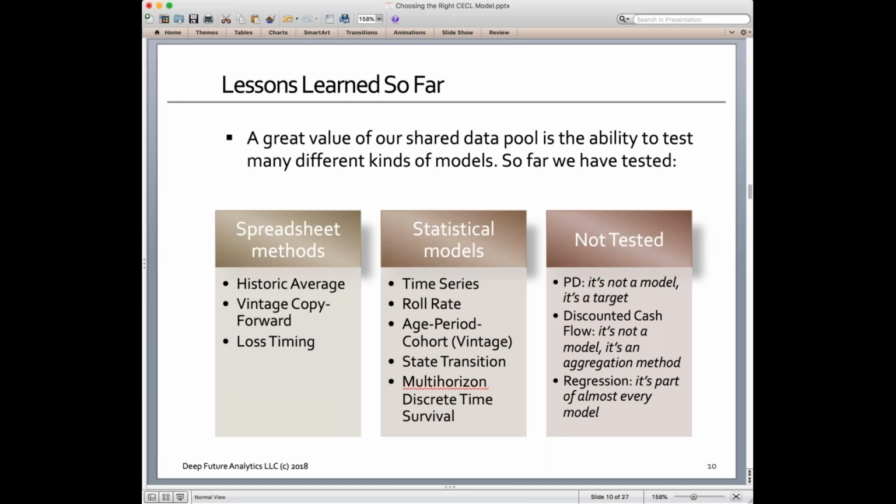In R or SAS or any other major statistical package, they're already written. You can pull up an age period cohort model and drop in your vintage aggregate data, and it will measure for you life cycle, credit quality, and economic environment. And then you can use those pieces to run forecasts.